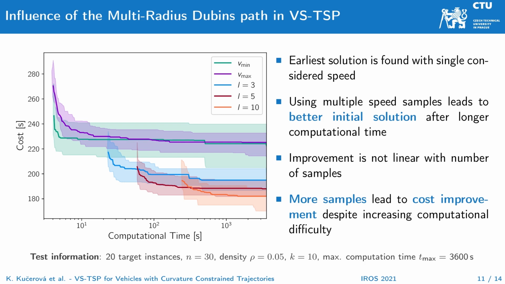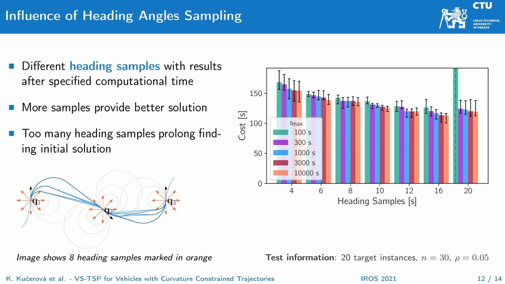Next, we examine the influence of the other sampled parameter. Let's take a look at using a larger number of heading angle samples with 5 connecting speed samples. All instances are run with the same computational time, and the improvement is reported after a few time milestones. The results show that a larger number of angle samples leads to an improved solution cost, the same as in the previous test. However, as the required computational time increases with the number of samples, the solution was not even found within 100 seconds of computation for 20 heading samples.